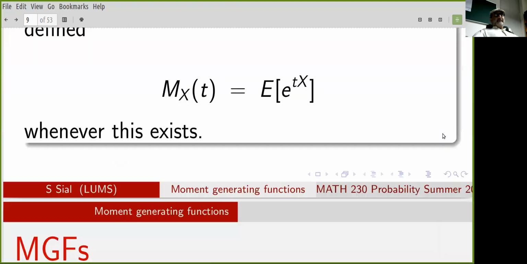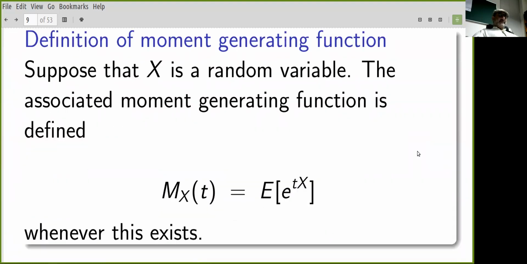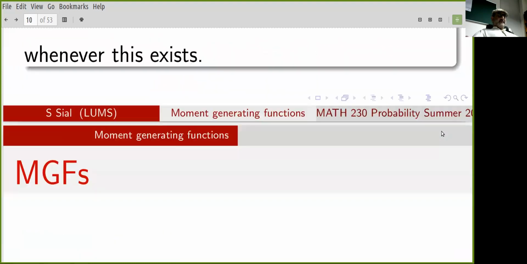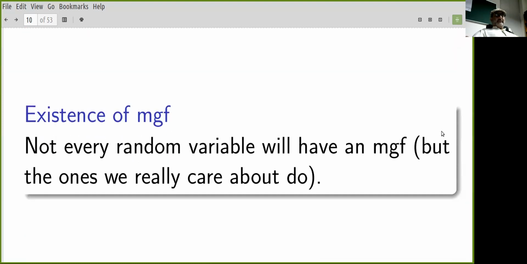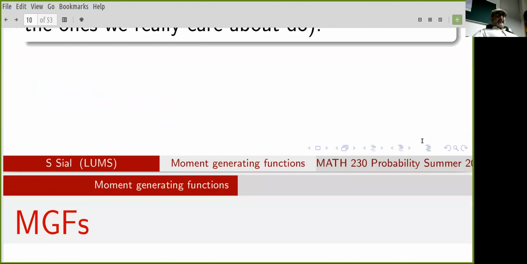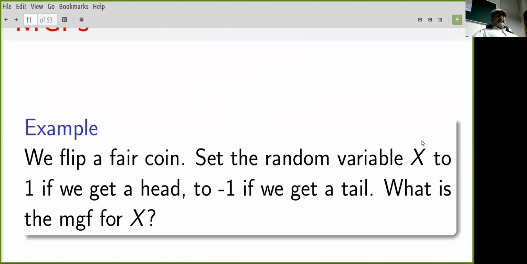Now, does this always exist? If we think of this as the expectation of an infinite series, the calculations may result in an infinite series, and sums of infinite series don't always exist. So not every random variable will have a moment generating function. The ones we're interested in this course do, so we can do this.